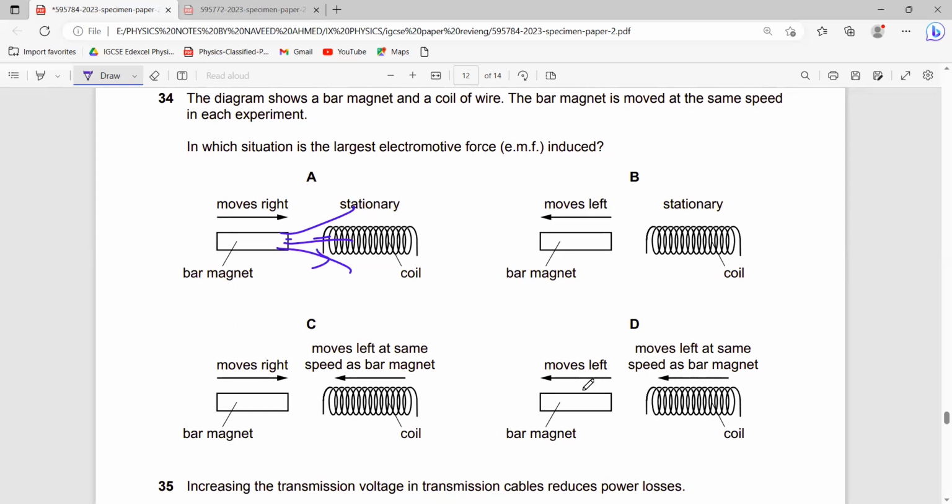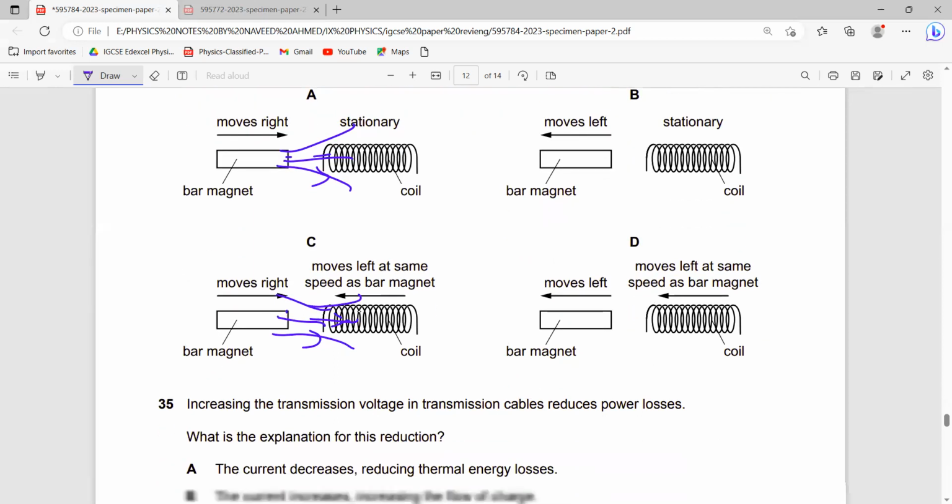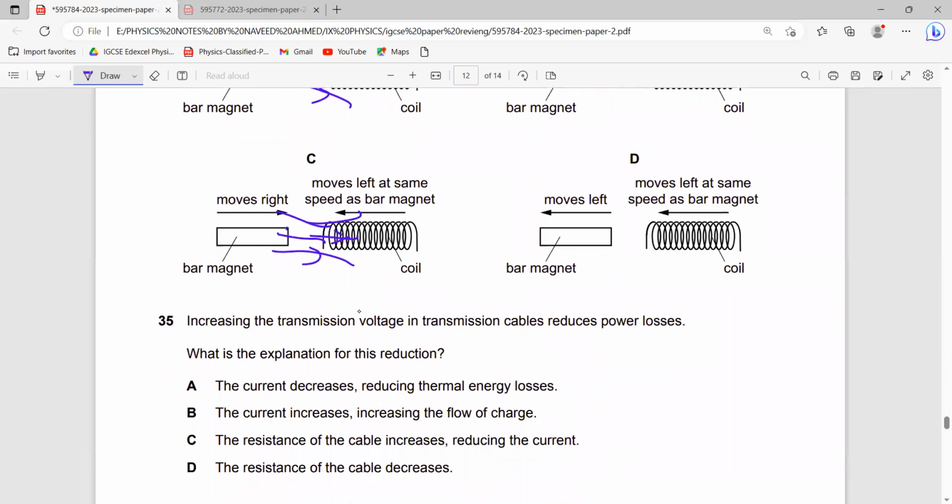It is possible. And here, both are moving in the same direction, so here also magnetic lines will be lesser. Only this will be possible where the maximum magnetic field lines are passing through the coil. So this will produce more EMF as the maximum number of magnetic flux lines are passing through the coil. So C is the right option.